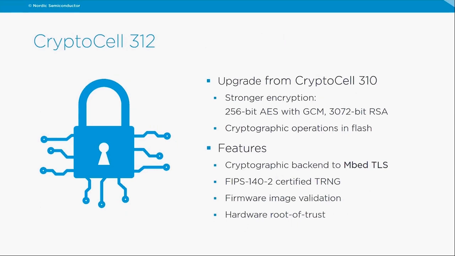We have the CryptoCell 312, an upgrade from 310. It offers stronger encryption, and this 256-bit AES is actually often a requirement in end-to-end encryption in IoT applications. You can do cryptographic operations in flash, run them in flash, resulting in performance improvements. And when it comes to the features, this is used as a cryptographic backend to Mbed TLS. With Mbed TLS, you can have a software backend or a hardware accelerated backend. So be sure to use the CryptoCell if you're using Mbed TLS. We have a FIPS 142 certified random number generator. The CryptoCell can also be used for firmware image validation when doing device firmware update. And also together with the Key Management Unit, it can implement a hardware root of trust.